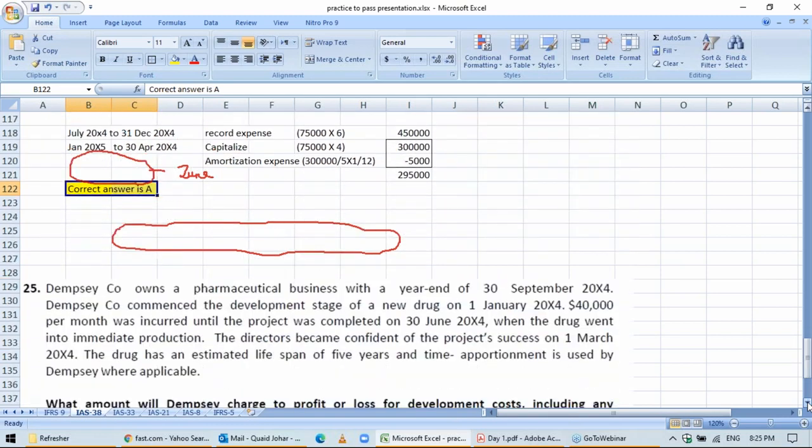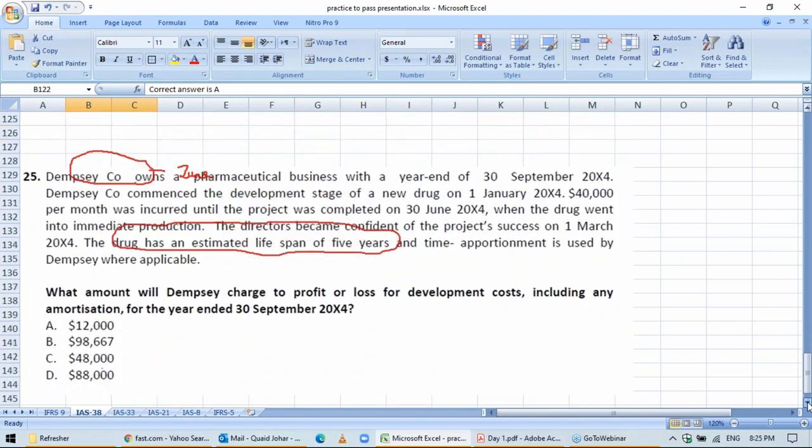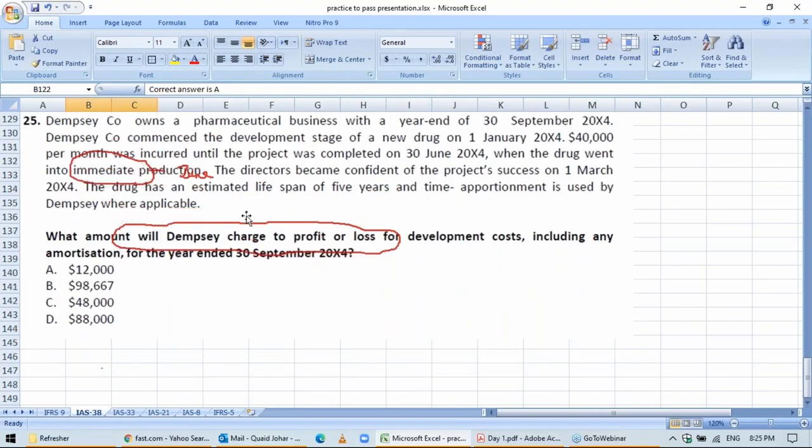Question 25. Now, this one is similar to the above question, but over here they are asking what Dempsey will charge to the profit and loss for development cost. They are not asking for what to be recognized in the balance sheet. They are asking about what to be recognized in the profit and loss account. So let's make a working for this.